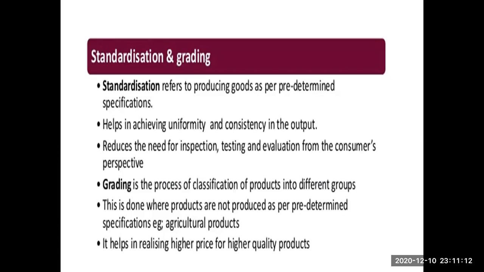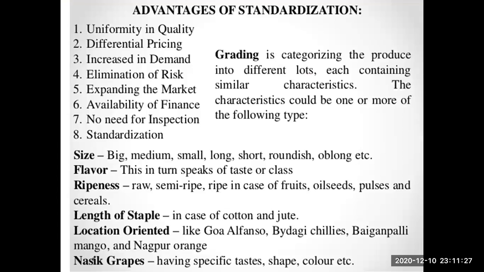So standardization and grading always follow the process of classifying the products and differentiating their groups, and doing the products in a predetermined specification, especially for agriculture products. So then what are the advantages? Uniformity in quality, differential pricing, increased demand, elimination of risk, expanding the market, availability of finance, no need for inspection. This gives a standardization.